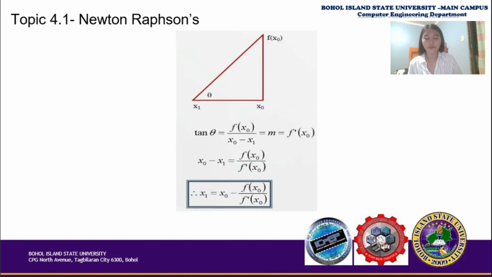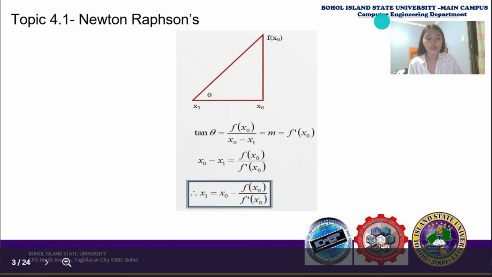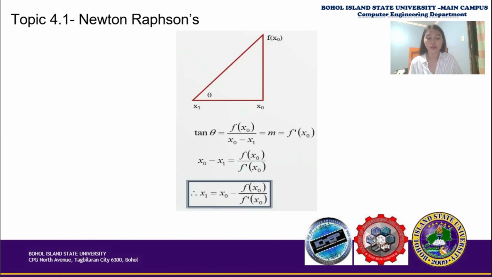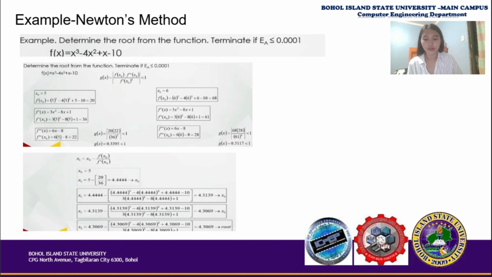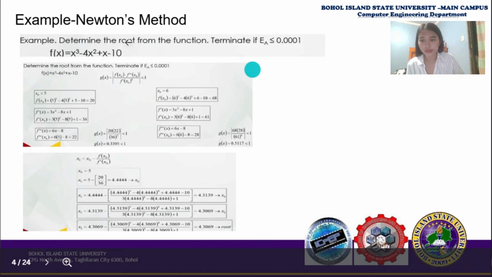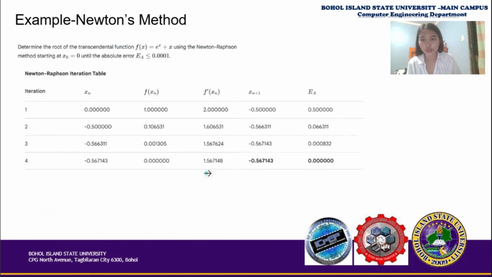By using the slope, the formula x sub 1 equals x sub 0 minus f of x sub 0 over f prime of x sub 0 calculates a new, more accurate guess. So this process repeats over and over, quickly sliding down the curve until it reaches the true solution where the value is 0.